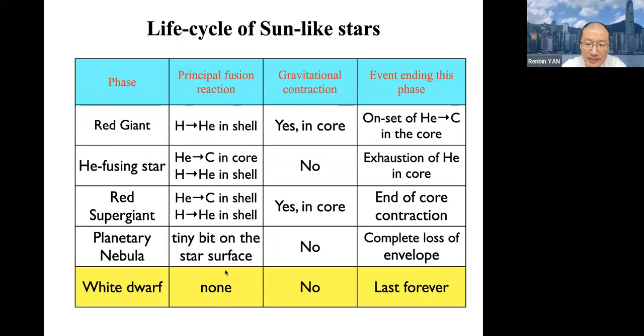So this is the end of a sun-like star. This is basically the corpse of a star. It's the dead body of a star. We call it a white dwarf in this case. There's no fusion, there's no gravitational contraction. What event ends that phase? That phase never ends. It's just a dead star.